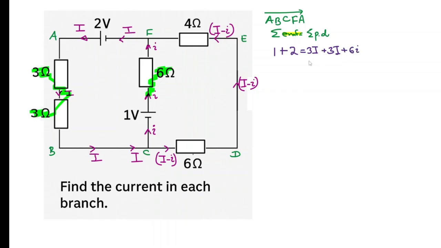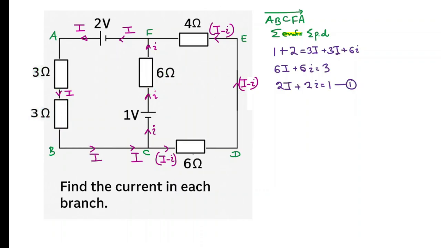So I can simplify it. 3I add 3I is 6 capital I plus 6 lowercase i is equal to 1 add 2 is 3. Right. Now I can divide everything by 3 if you want. 6 divided by 3 is 2I plus 2 lowercase i is equal to 3 divided by 3 is 1. That's your first equation.